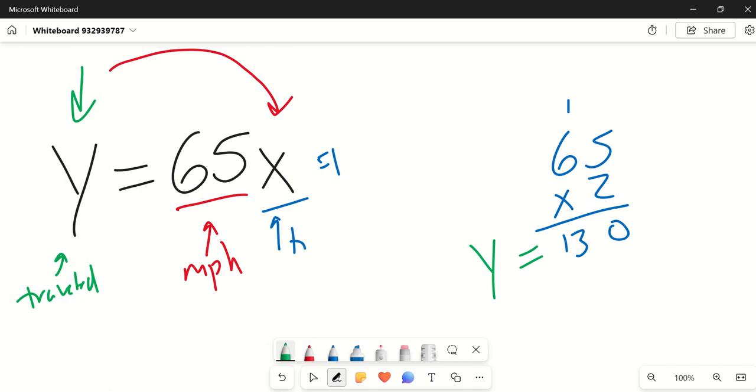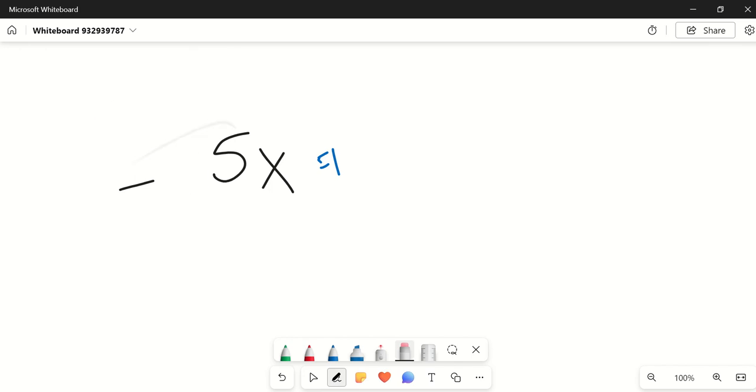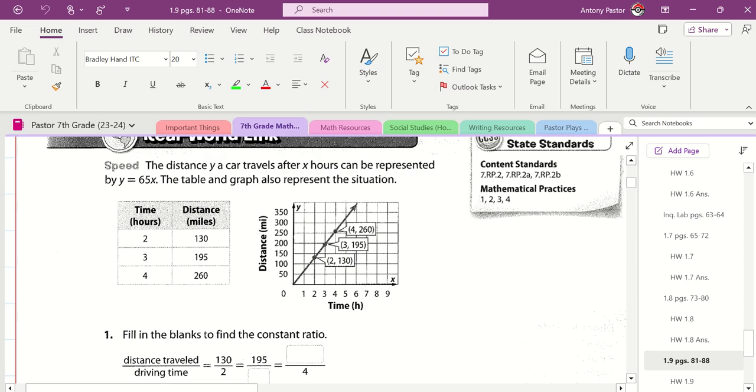So y is dependent on what x equals. And x will equal whatever it is depending on what we've done. In this case, x will determine how many hours we have driven. And then 65 would be the constant rate of speed that we're traveling. So in this example, we are graphing how much we have traveled.